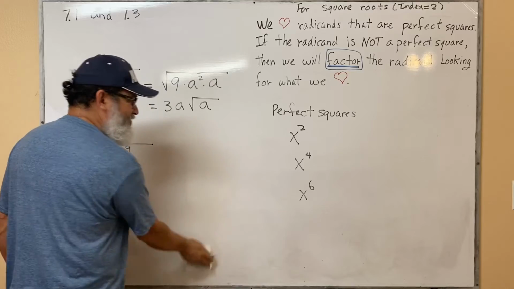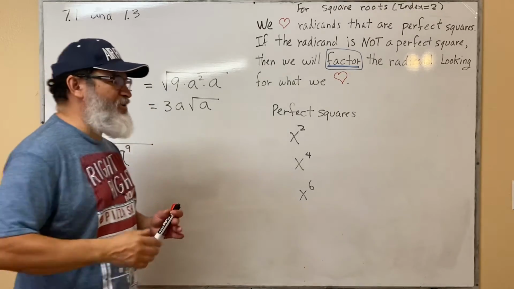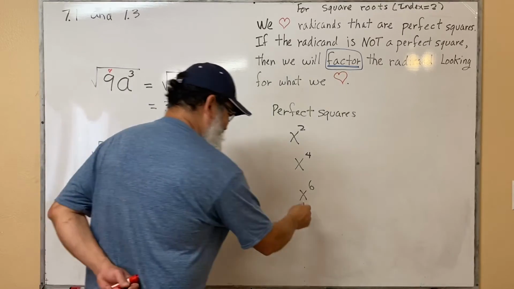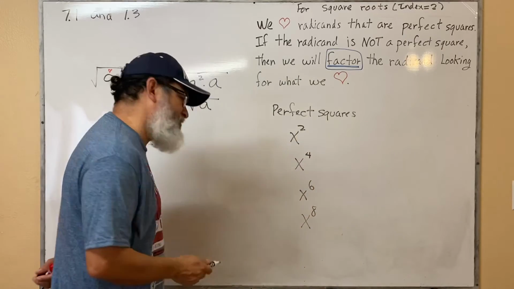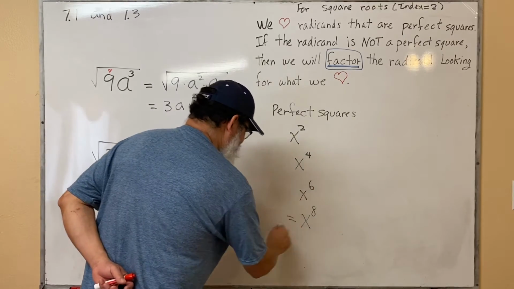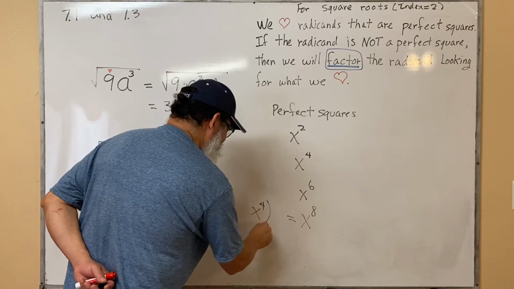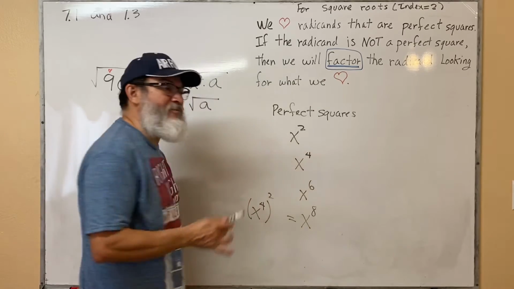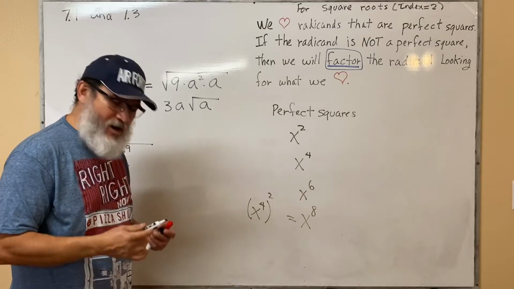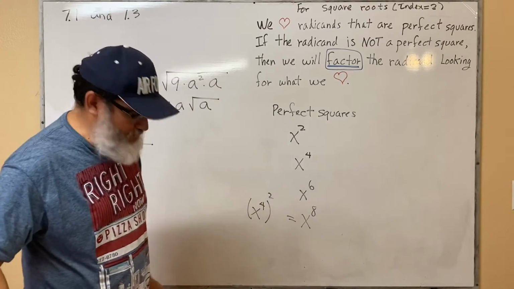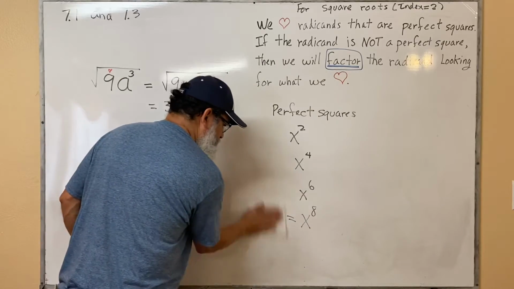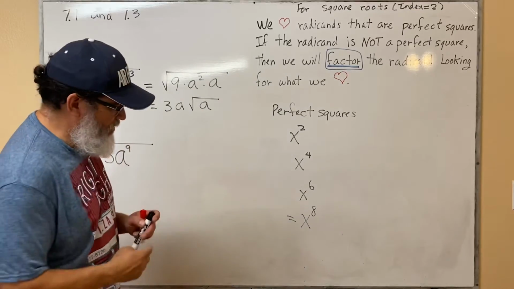What's another perfect square? X to the 8th is a perfect square. How do I know that? Well, that's x to the 4th squared. Anytime you square something, you're going to get a perfect square. So here I square x to the 4th and I get x to the 8th. Okay?